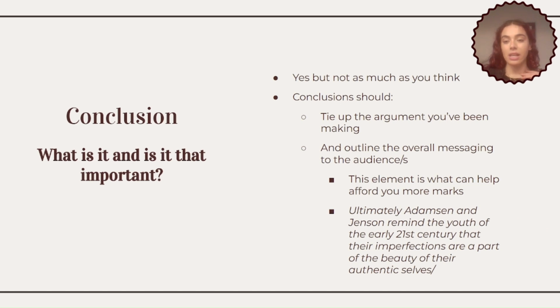In this case, we could say ultimately Adamson and Jensen remind the youth of the early 21st century that their imperfections are a part of the beauty of their authentic selves. That is connecting to the audience, and that is taking a little bit one step further. This was in response to that other prompt about true love. Actually, it would probably fit in both, to be honest.